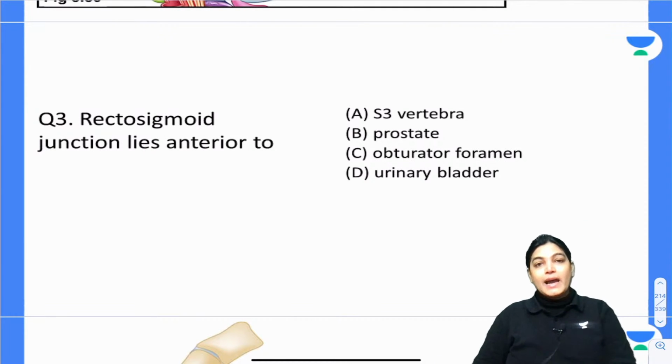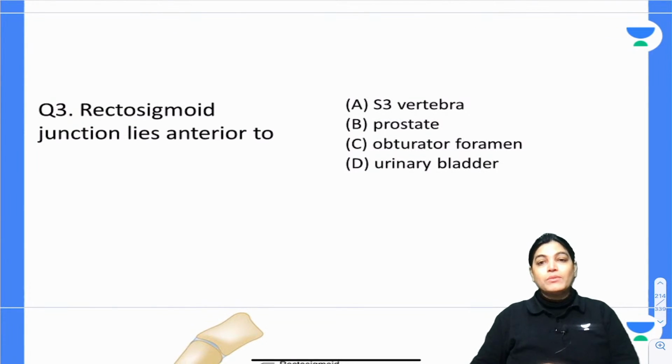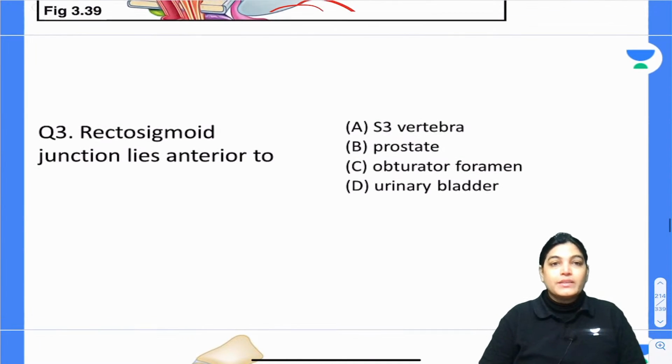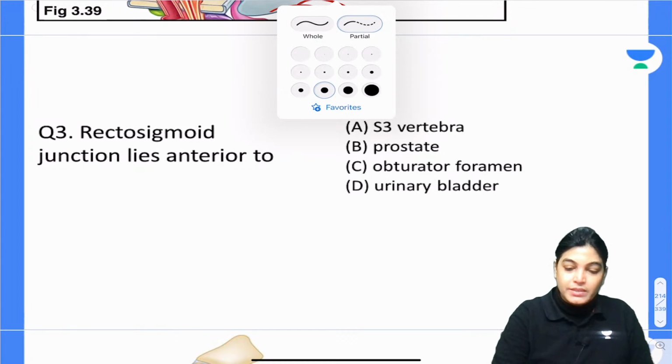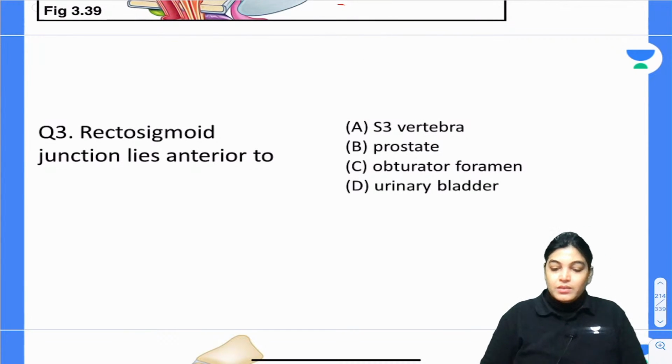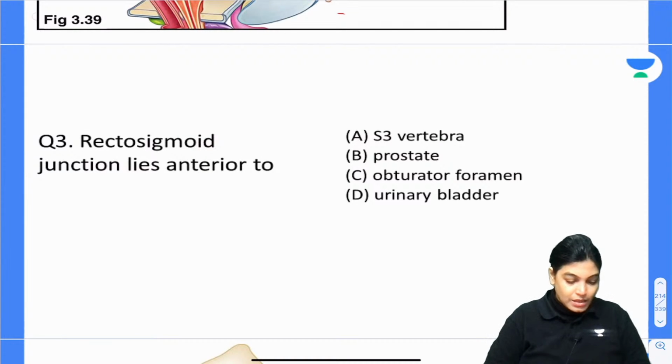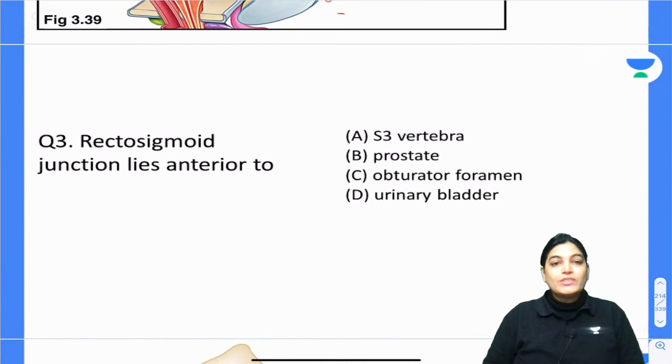Recto-sigmoid junction lies anterior to which of the following bony landmarks? S3 vertebra, prostate, obturator foramen, urinary bladder. According to you, which is the correct answer? Okay. Yes, Khan, that was absolutely right. Now let's mark the other one. Recto-sigmoid junction lies anterior to which of the following structures or landmarks?